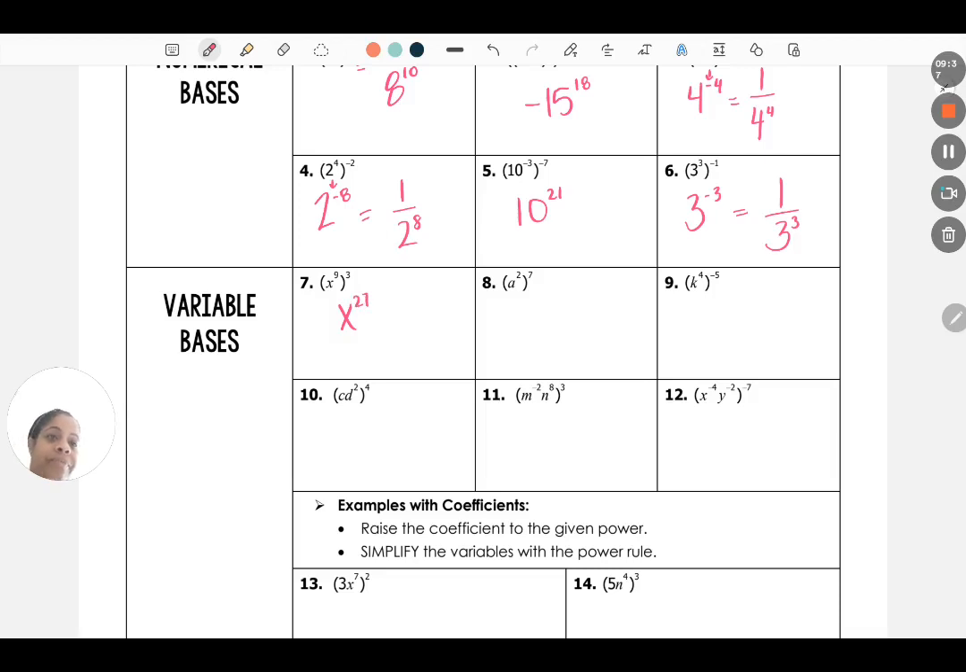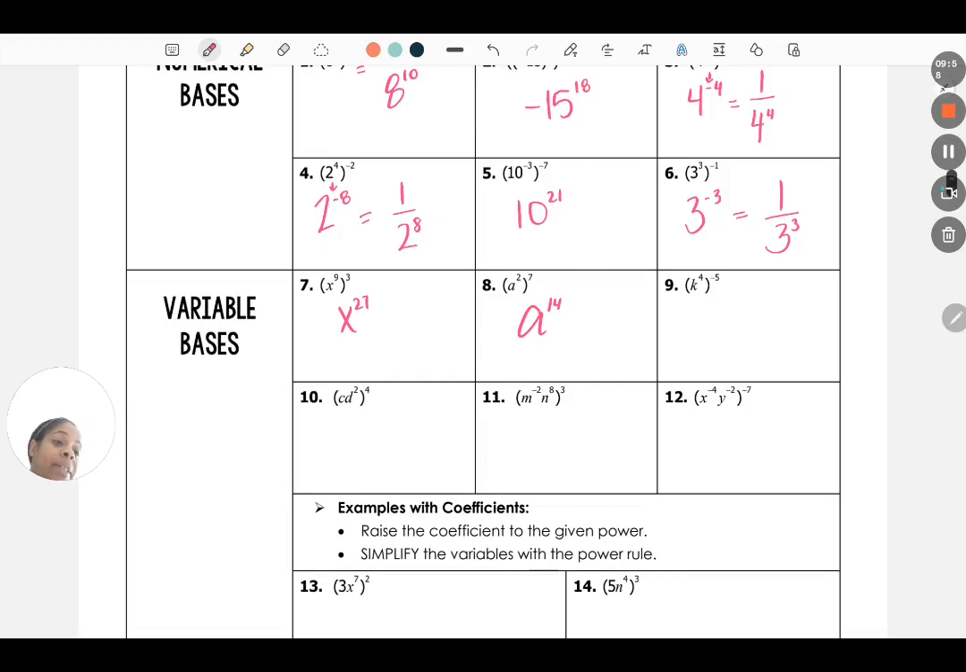There we go. All right, next one we have a raised to the power of 2, and that raised to the power of 7. So a is going to be my base. Oh, that's a terrible a. Sorry. And 2 times 7 is 14. Okay, easy.